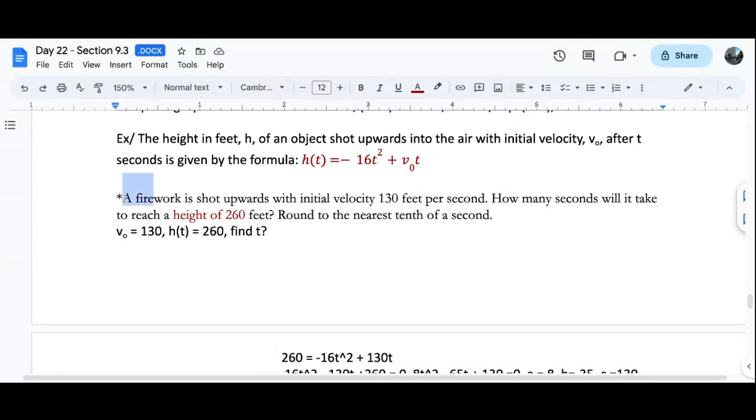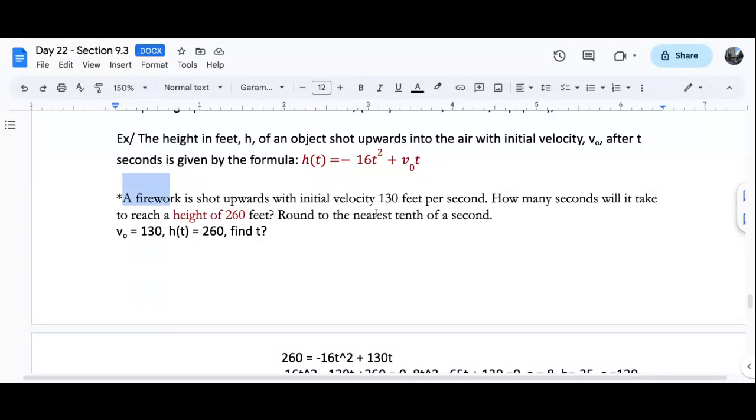So then a firework is shot upwards with an initial velocity of 130 feet per second. So v naught is given here, 130. How many seconds will it take to reach a height of 260 feet? And then we want to round to the nearest tenth of a second.